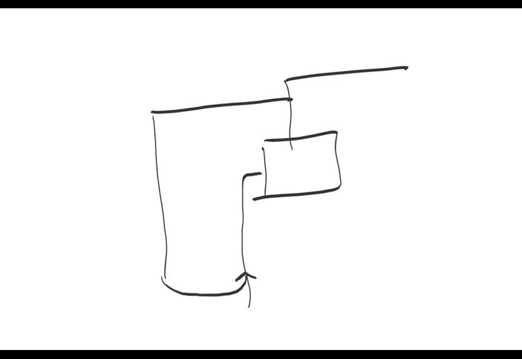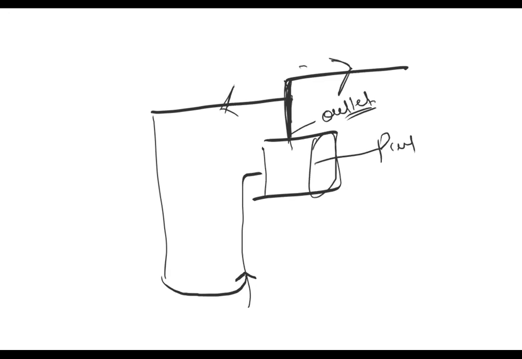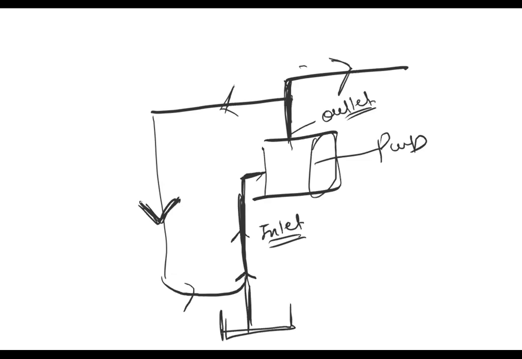So what is happening here, some fluid is going in this direction and some fluid is going in this direction. This is the outlet of the pump, and here it is a pump, and this is the inlet. So how many inlets are going downward? Two. This one is also going downward, and this pipe is also going downward. So this is a water source.